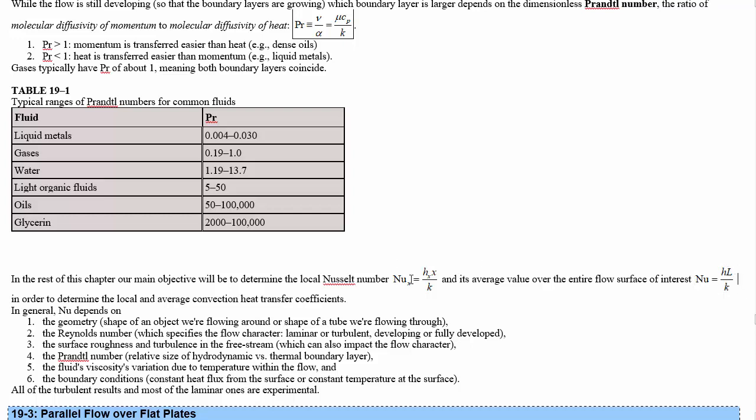So because of how they're related in length scale, this is not exactly the average of this, but the h in this is the average of the h in this.